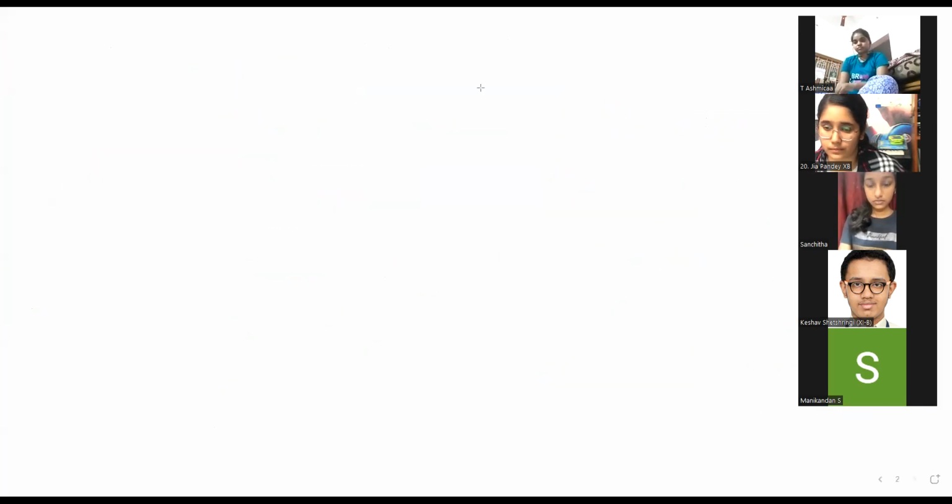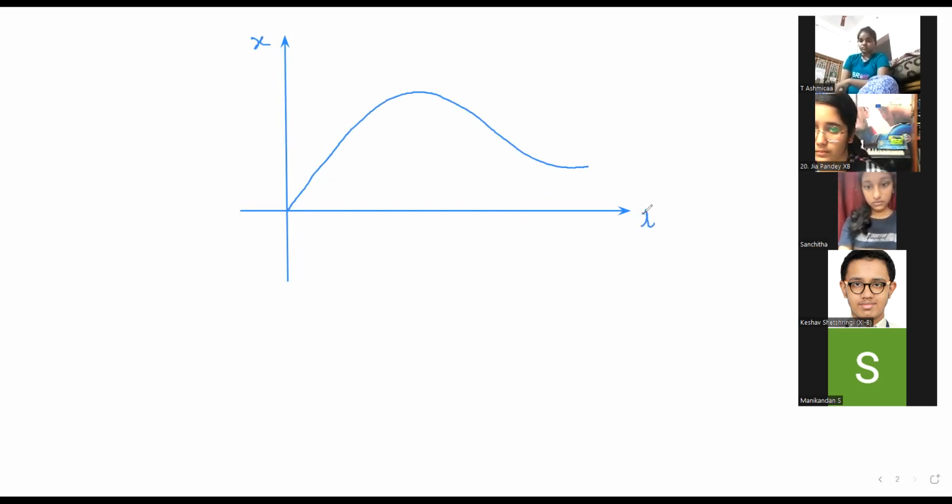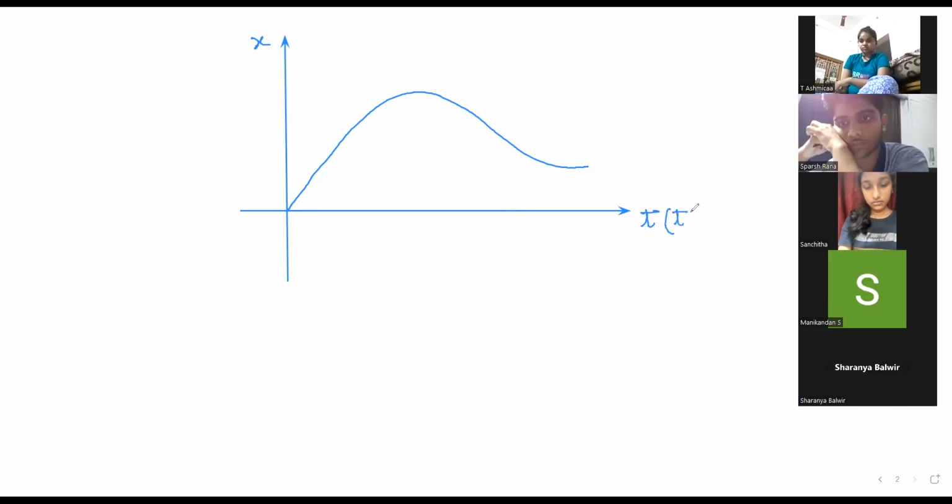Now this is a position time graph which I am drawing here. This is x and this is time. All of you, please pay attention. This is representing the position of the particle along the x-axis, since we are discussing one-dimension motion, and this is along time.